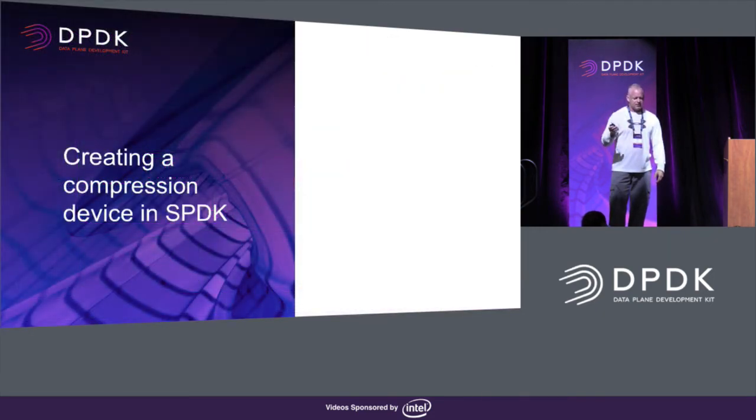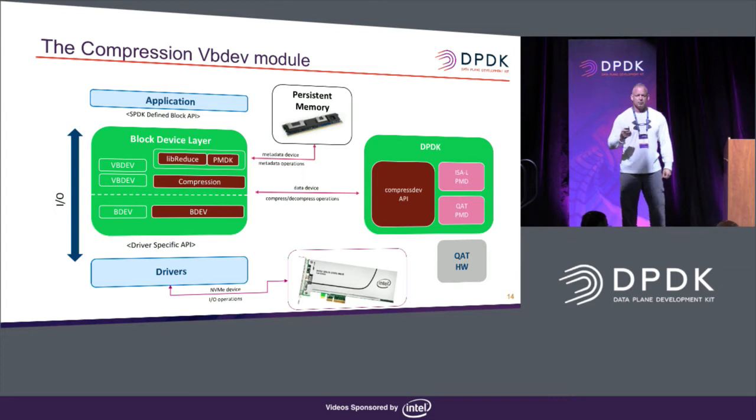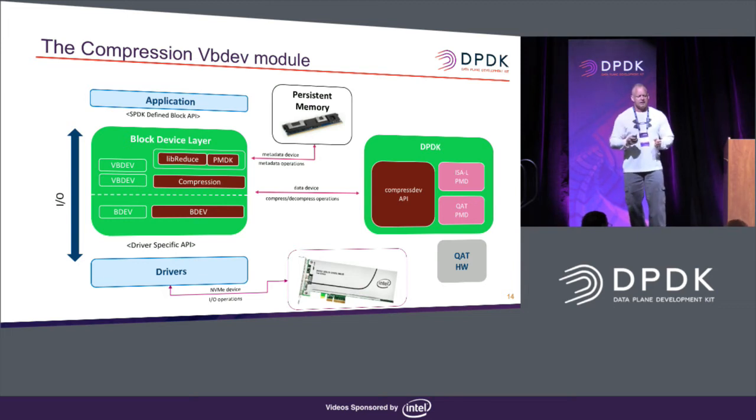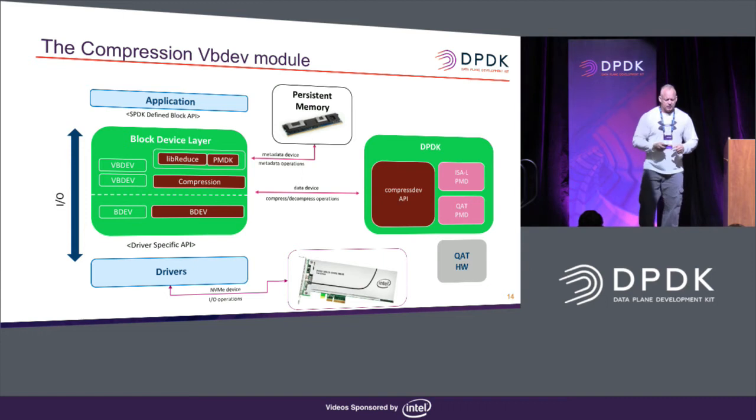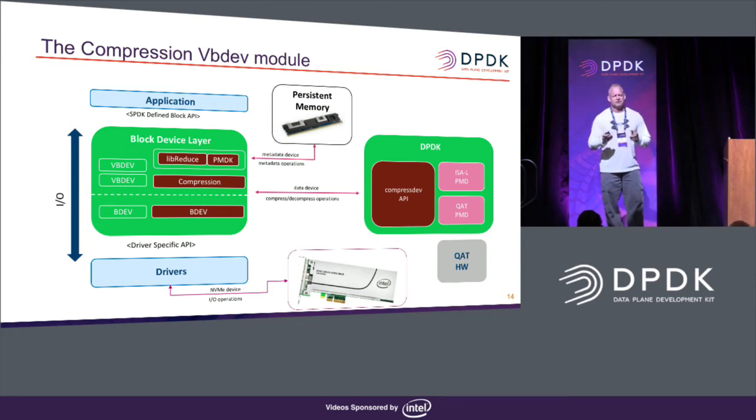Okay, so creating a compression device in SPDK. This is probably a little better picture to explain what I was talking about with the virtual BDEV concept. If you look at the left-hand side of the slide, you've got the application, and this is local. You've got the application coming into the BDEV layer, and then immediately going into the compression VBDEV. And then the compression VBDEV actually has two other interfaces that it talks to.